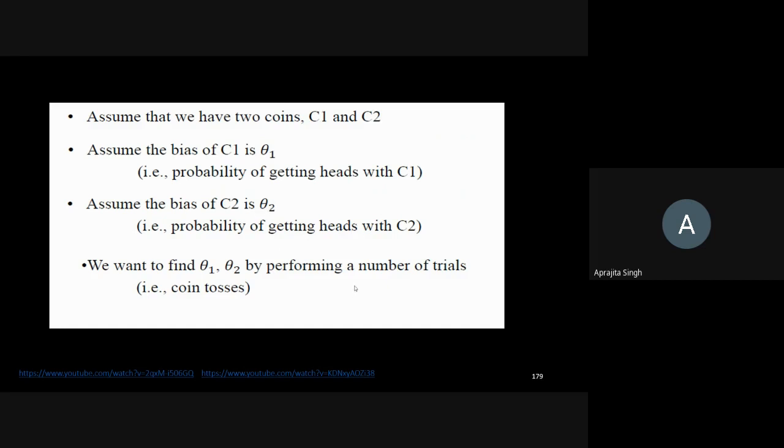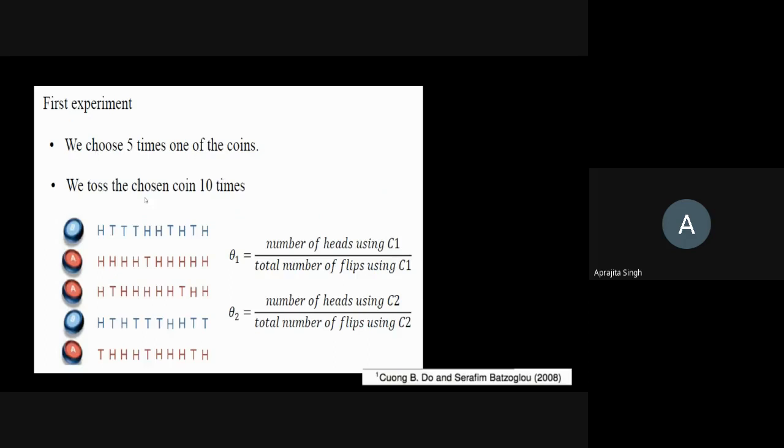So let's do some trials on it. Okay, so let's see this experiment. We choose one of the coins 5 times. Suppose right now we know which coins these are. We know all these coins. We are picking up a B coin and tossing it 10 times, and we are recording the heads or tails coming. We are interested in the number of heads coming. So we are tossing these coins 10 times, taking each one 5 times, and we know which one it is.